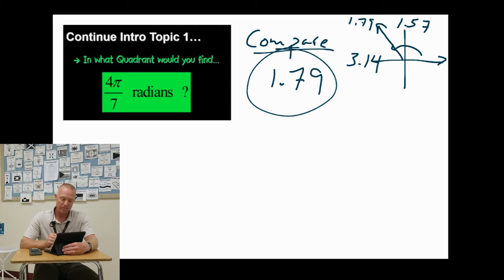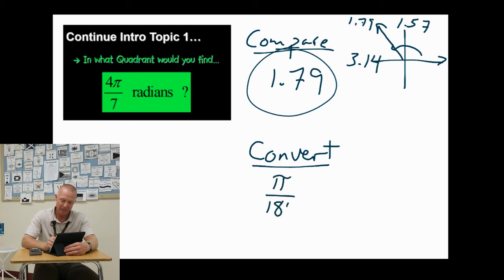Now, another method would be to convert. And again, if you had been in class, once in a while a student will say that they actually found the equivalent degree measurement for 4 pi over 7. This is certainly a little bit more mathematical, but it turns out that it's no more difficult. In fact, it's actually a little bit easier. It's just simply realizing that we can create and use a ratio.